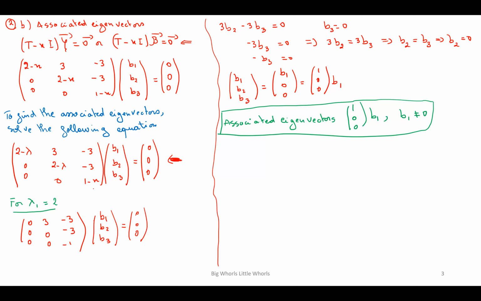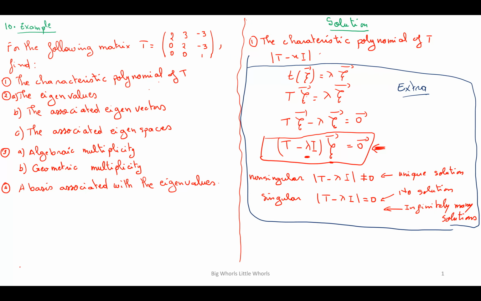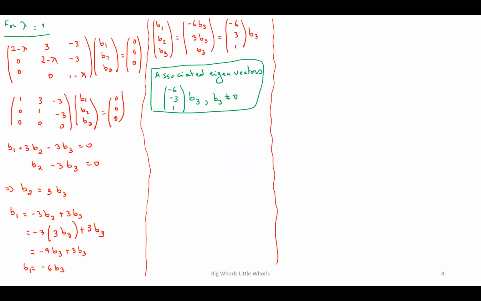Okay, so let's go back to the questions. We have found the characteristic polynomial, we have found the eigenvalues, we have found the associated eigenvectors. Now we are asked to find the associated eigenspaces. Okay, very easy. Part C, associated eigenspaces. So how do we write it down?